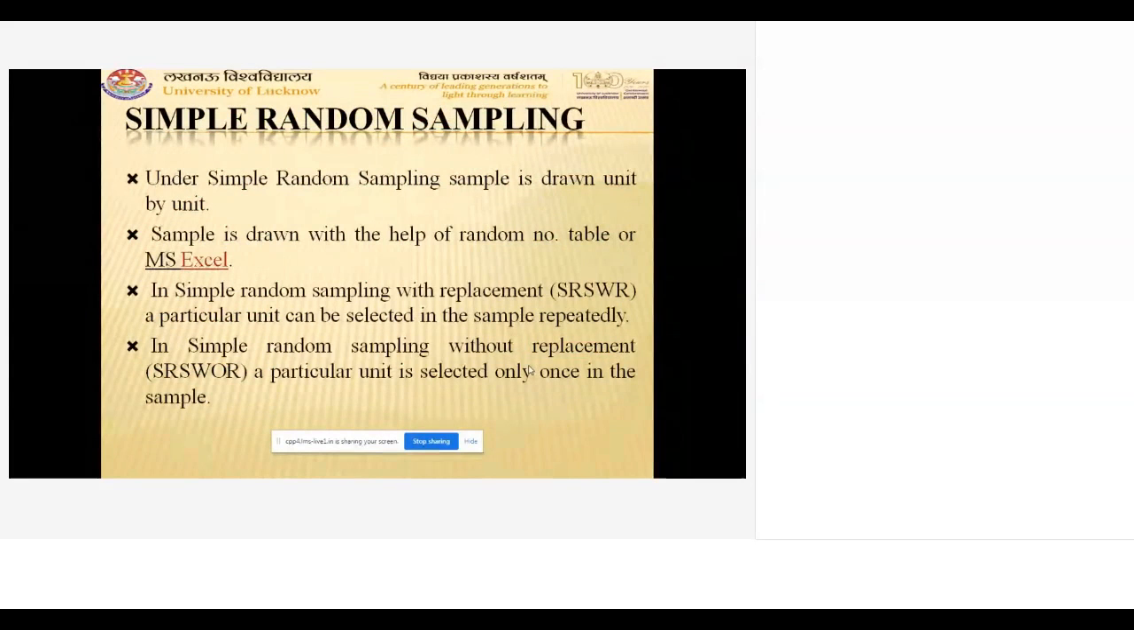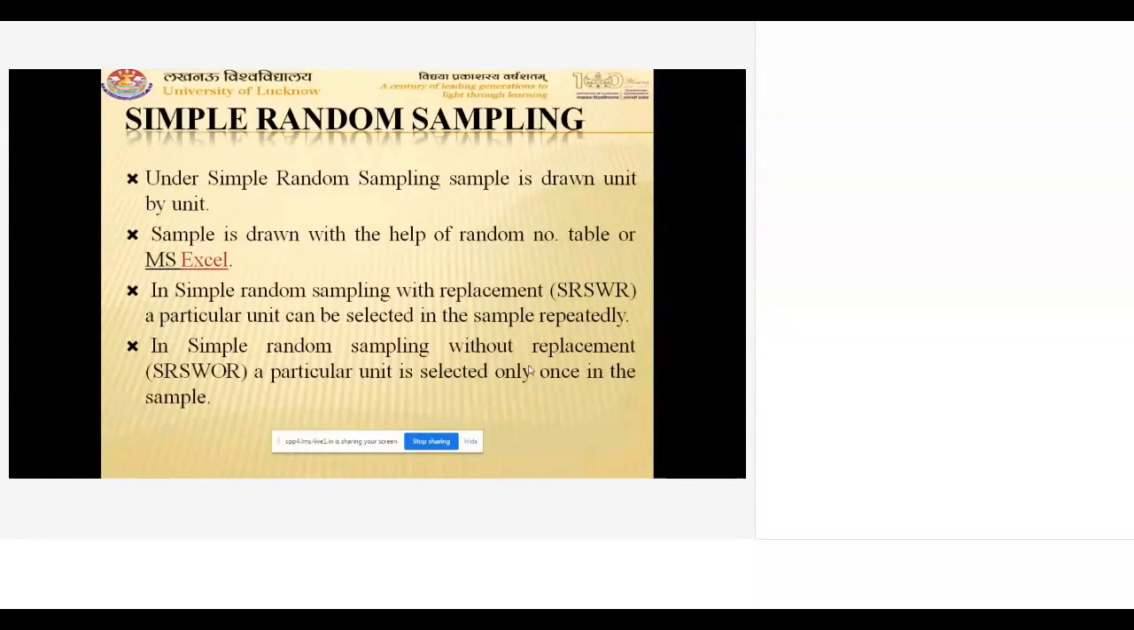So, what is simple random sampling? In simple random sampling, units are drawn randomly, unit by unit. That is, the sample is selected unit by unit randomly. This randomness occurs as we use some random method; we can use a throw of dice or a toss of a coin, but if the population is large, then we use random numbers. Random numbers can be drawn by using different methods, that is, by using a table or by using any software.